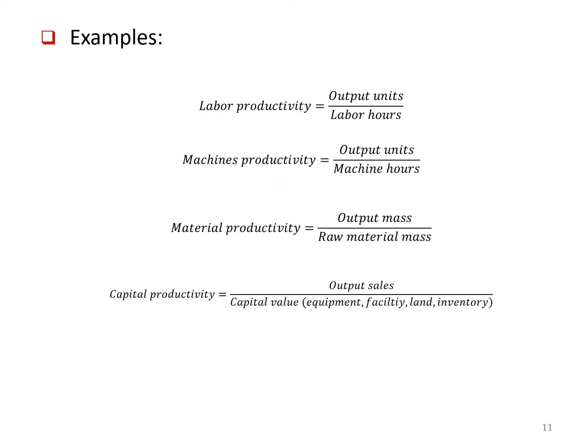For example, if we are measuring partial productivity for labor, we have to calculate how much output over labor hours. If we are calculating machine productivity, the calculation would be how many output units per machine hour. Material productivity: how much output mass, for example, the total mass of our finished product over raw material mass. Capital productivity: how much sales output we gain over capital value. Capital value can be the value of equipment, facility cost, land cost, inventory cost.